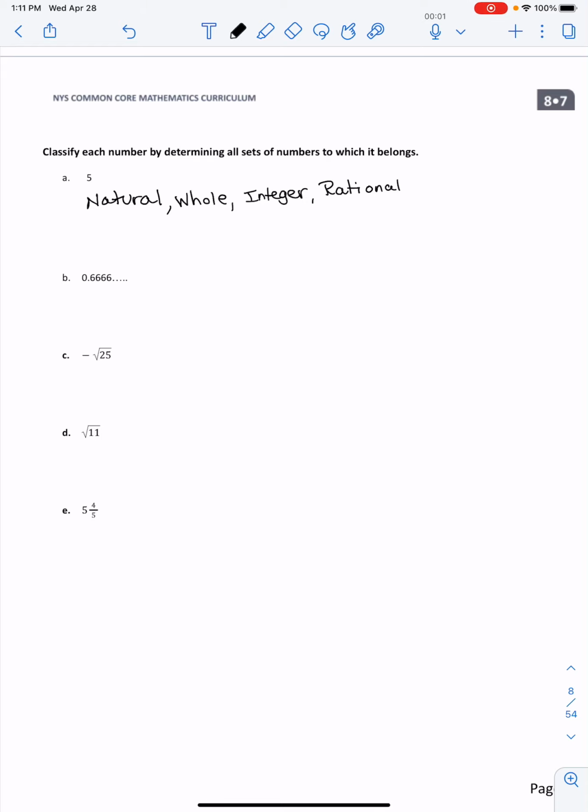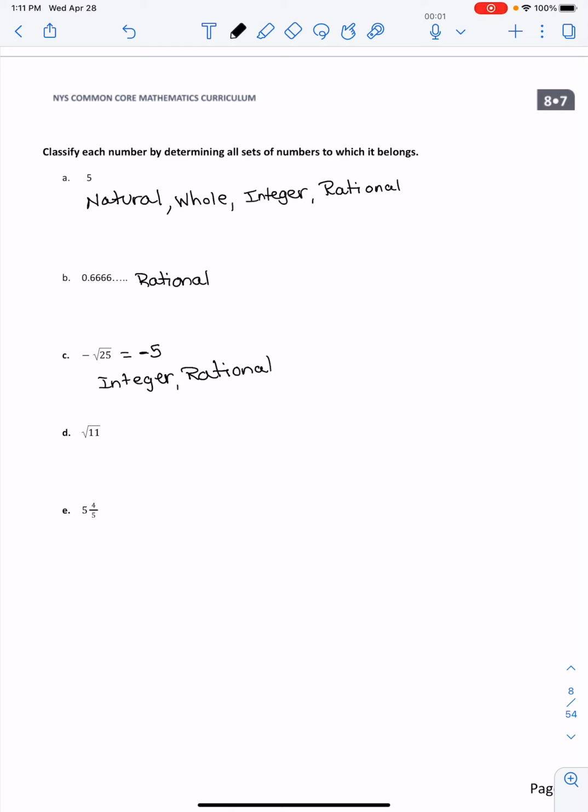0.6666666. It's a decimal. It can be written, if you remember, 0.6 repeating is a fraction, which is 2/3. It is a rational number, so it is only a rational number. Negative square root of 25. Because the negative is on the outside, it stays there. The square root of 25 is 5. So our number is -5. Therefore, it is an integer. And it is rational. So again, we go from the inside to the outside.